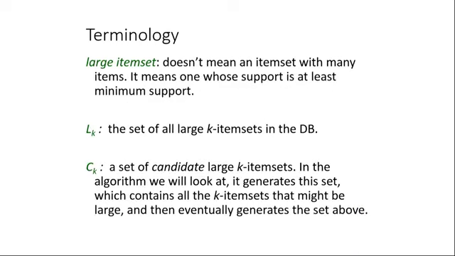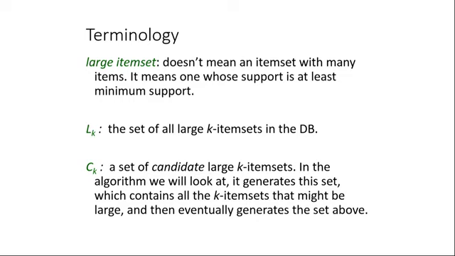What is a large item set? It does not mean an item set with many items, it means one whose support is at least higher than the minimum support. That is how we use the large item set definition. L_k is the set of all large k item sets in the database, and C_k is a set of candidate large k item sets.